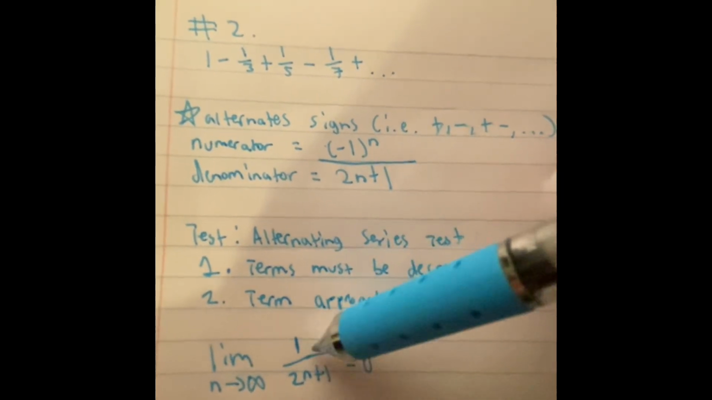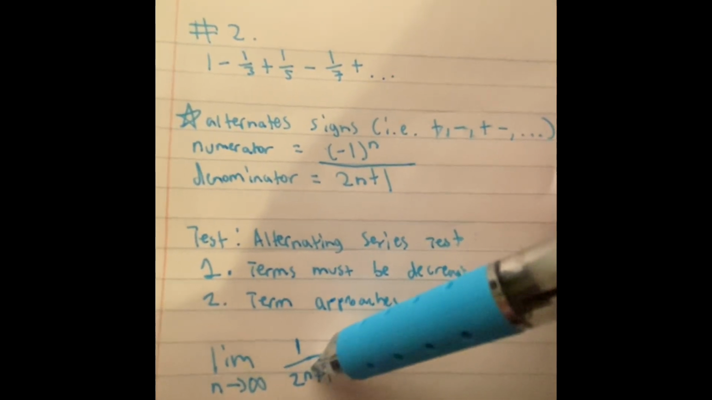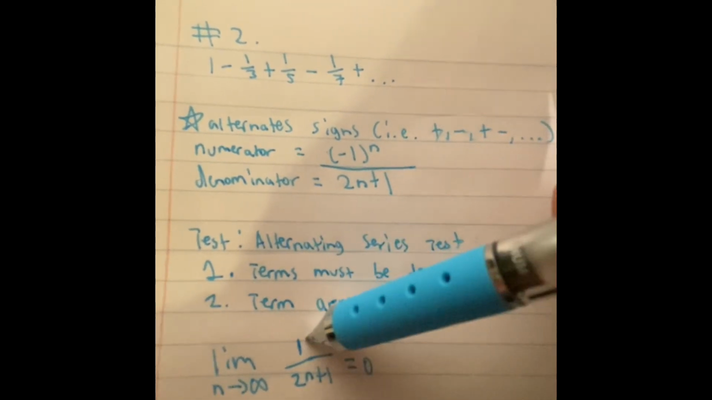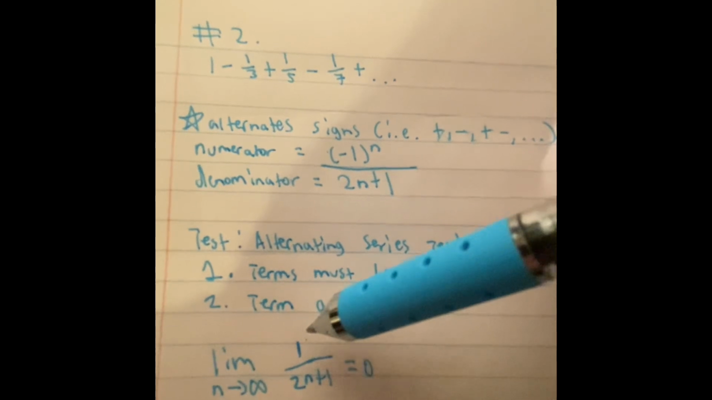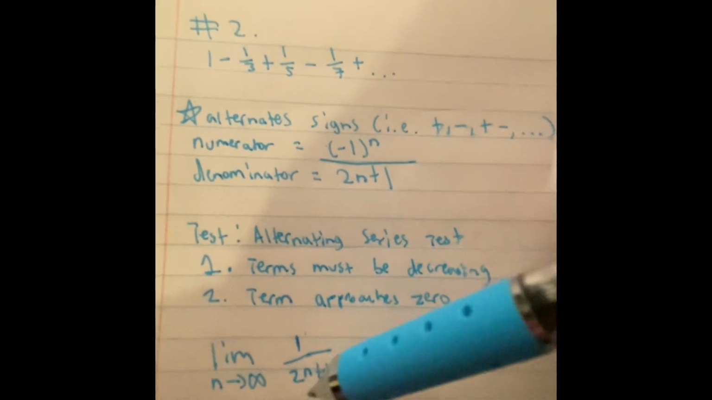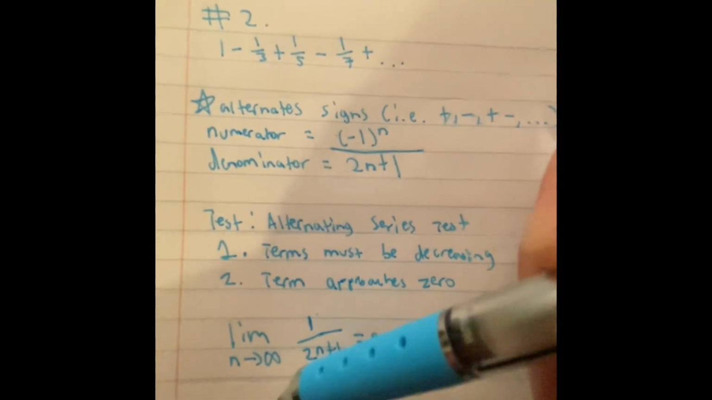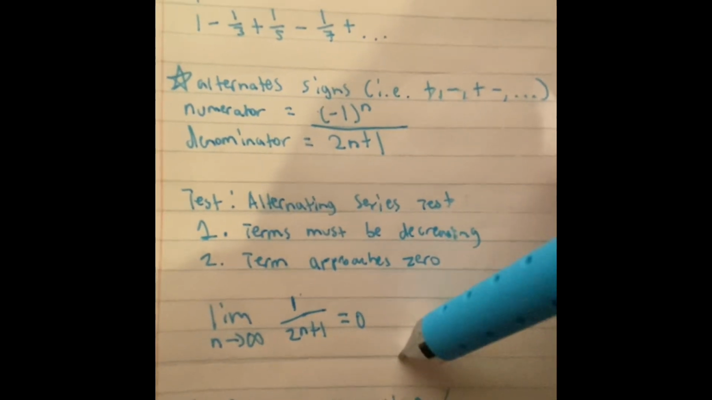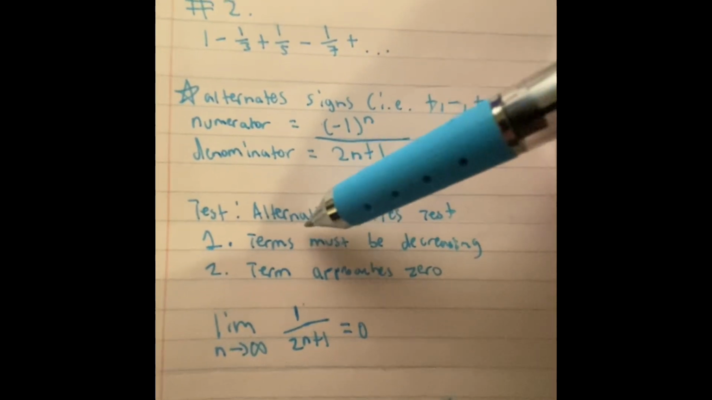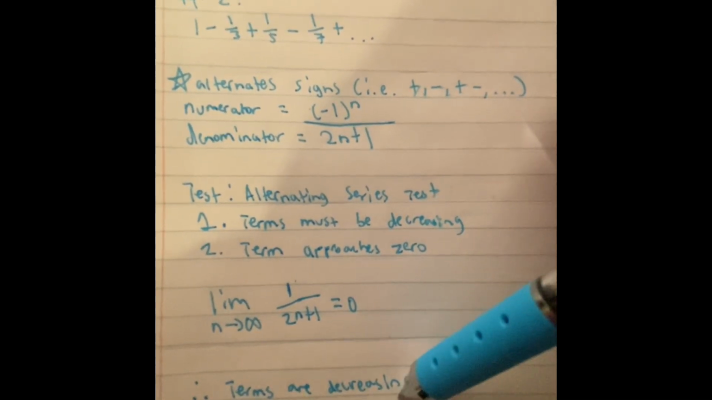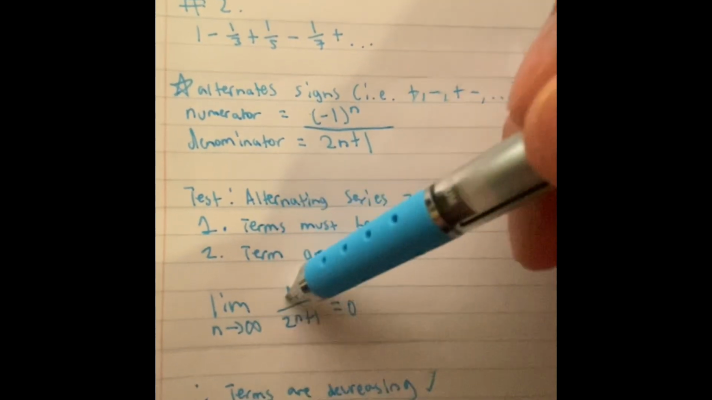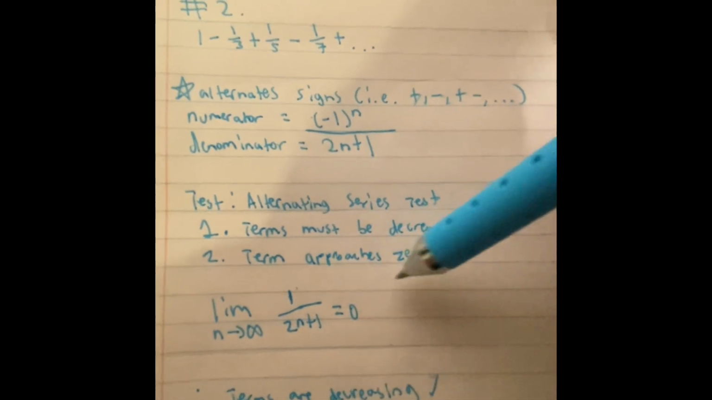So we see that the denominator grows as n grows, while the numerator stays a constant. So we can conclude that the terms are decreasing, so it meets the first condition of the alternating series test, and the term also approaches 0, because as n goes to infinity, the term goes to 0.